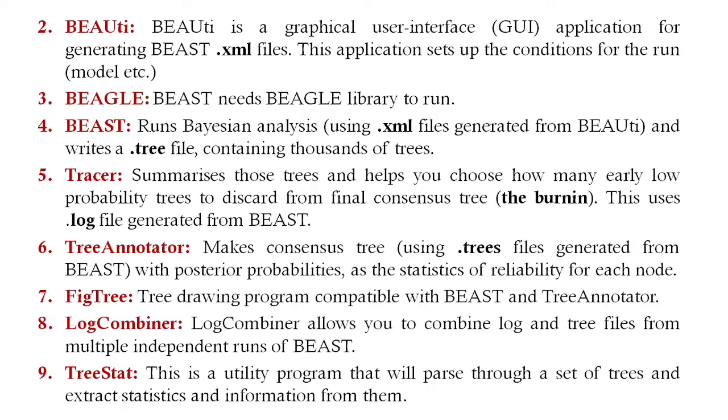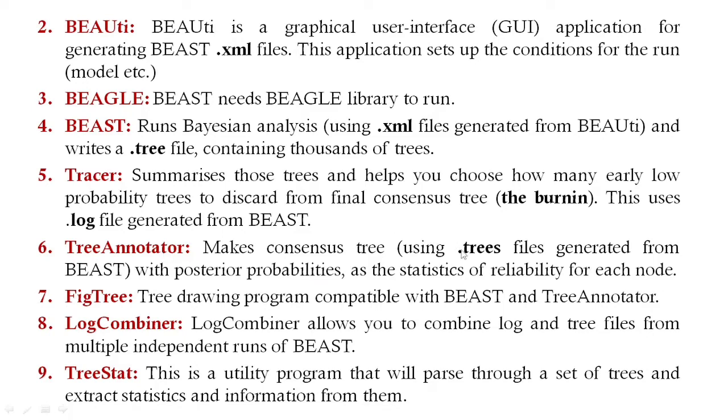What is the function of Tracer? It summarizes those thousands of trees and helps you choose how many early low probability trees to discard from the final consensus tree. So the function of Tracer is to burn in, that is discard, the initial low probability trees. When you open a file, you can see what percentage, or how many million, of the low probability trees were discarded. This Tracer is going to use the .log file, which is generated along with the tree file in BEAST.